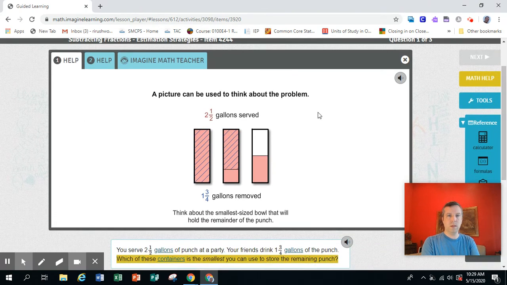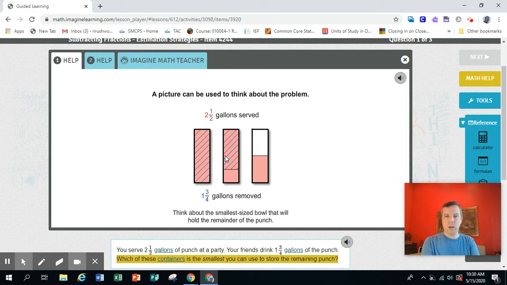Help 1. A picture can be used to think about the problem. 2.5 gallons served. All right, so 1 whole gallon, 2 whole gallons, and this is a half a gallon. And 1 3/4 of the gallons were removed. So these blue lines show that this 1 whole gallon was consumed at the party, and then this is 3/4.